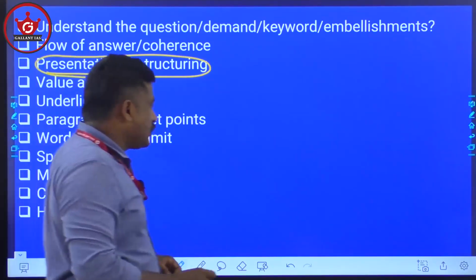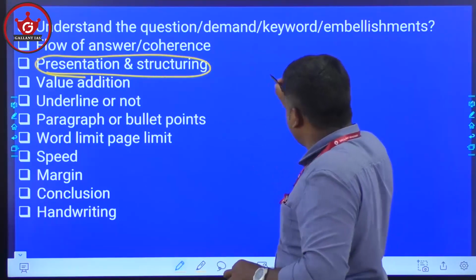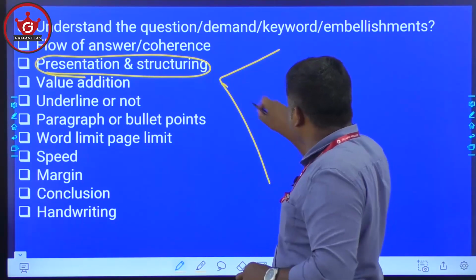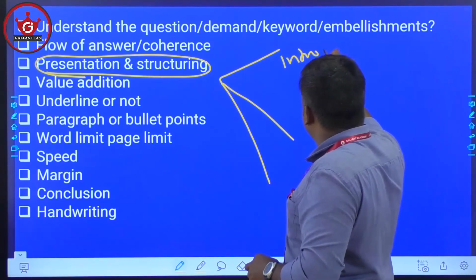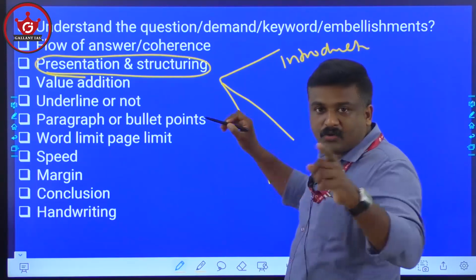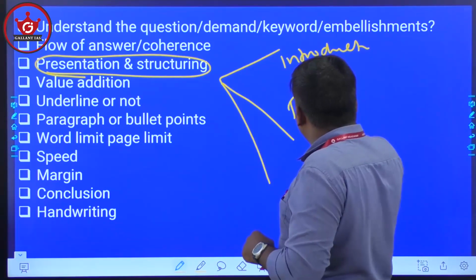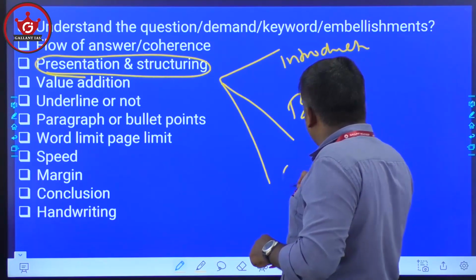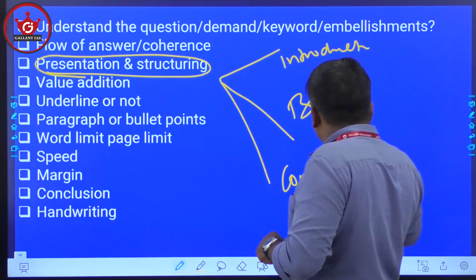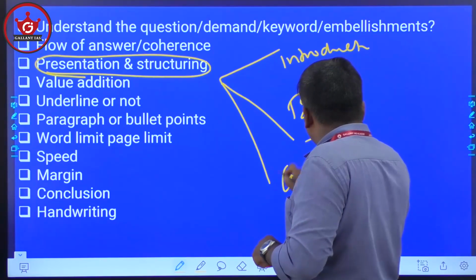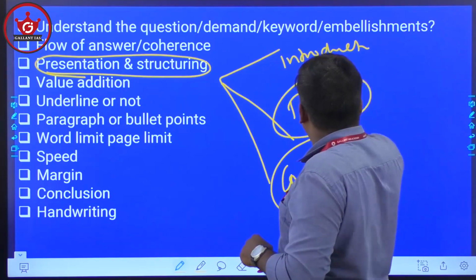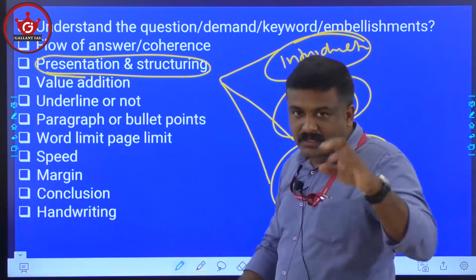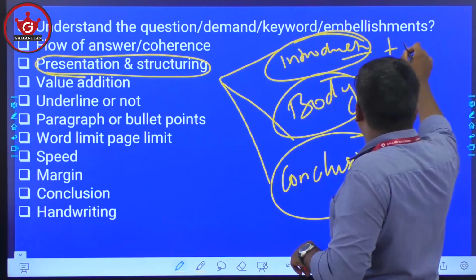See, in order to maintain that flow, your answer should have a structure. That is, introduction part is there, body part is there, and conclusion is there. Simply speaking, let me tell you, introduction is kind of a teaser.